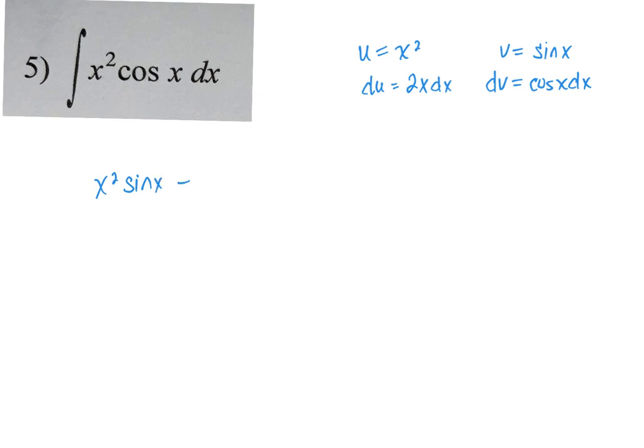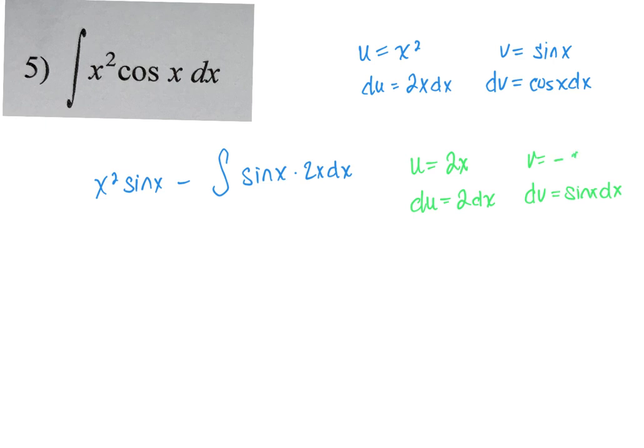So I would say u equals x squared, du equals 2x dx, dv is your cosine of x dx, and v is just sine of x, right? So I would have x squared sine of x minus sine of x times 2x dx. And again, I have to integrate a second time. So my u here is going to be 2x. My du is going to be 2. dv is going to be sine of x dx. And v here is going to be negative cosine of x.